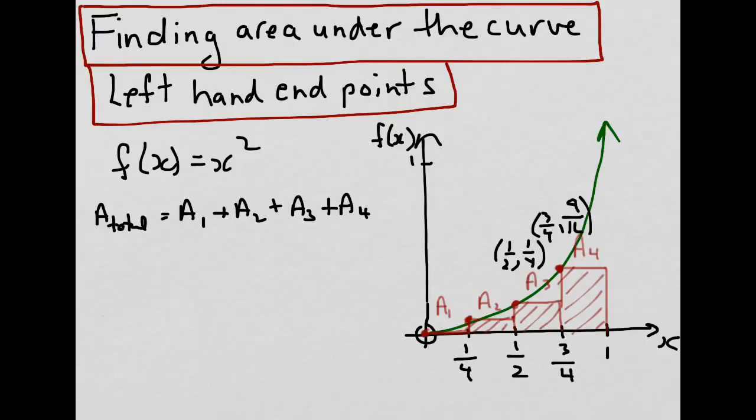And for the second endpoint here, we'd have x being 1/4, and substitution into the function, f of x would be 1/16. And finally, for the last endpoint, the far left-hand side, this would be 0 and 0. So the area of rectangle 1 would be its height times its width. Now in this case the height is 0, so it would be 0 times 1/4.